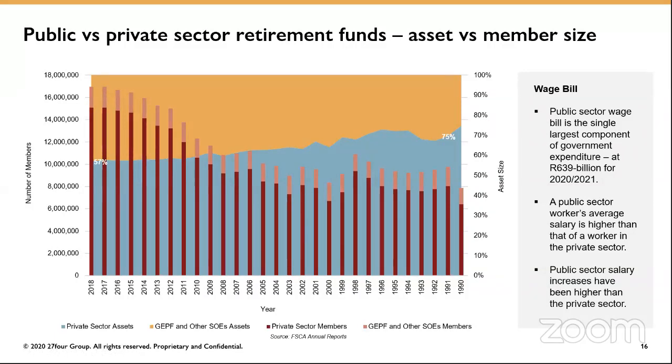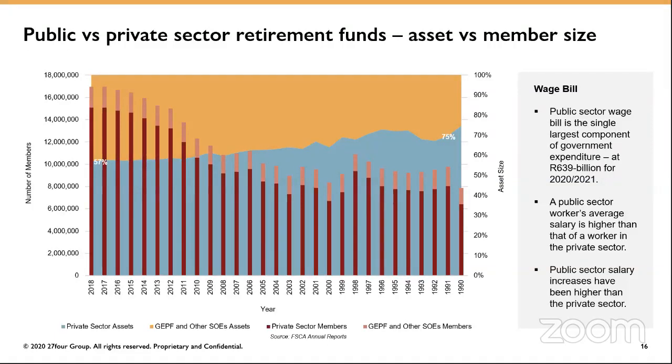Even though the private sector employs more than 5 times the number of workers in the public sector, the assets of the public sector are now almost the same as that of the private sector savings. In 1990, that ratio was sitting at 75%, but now public sector savings in the retirement fund industry is sitting at 57%. Now, this is really the Achilles heel of the South African fiscus.